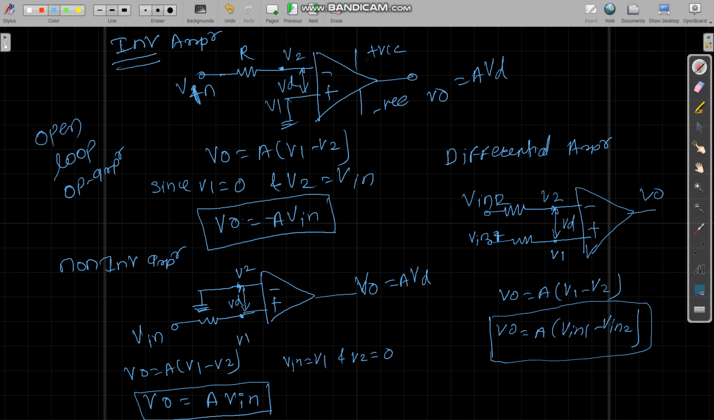Here you cannot see any negative sign. It means that the output voltage and input voltage are in the same phase. Therefore it is a non-inverting amplifier.